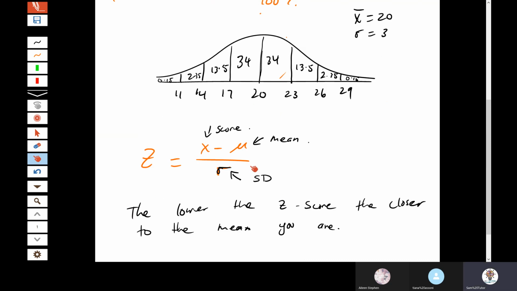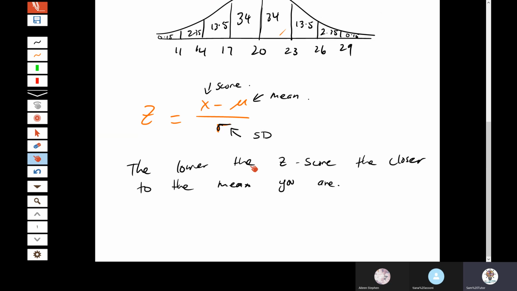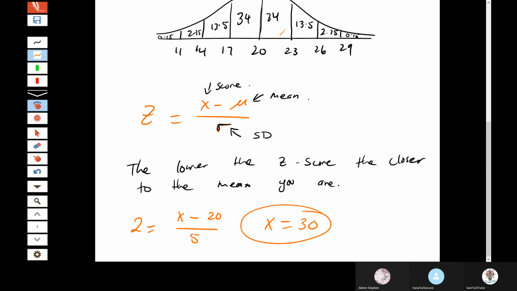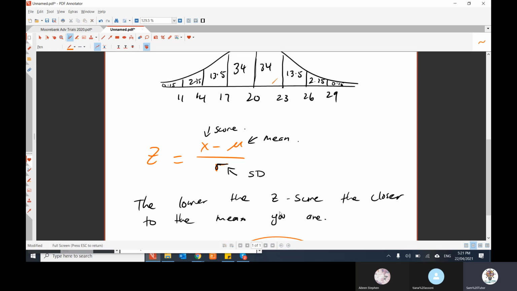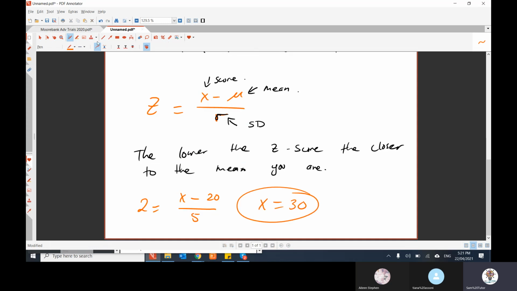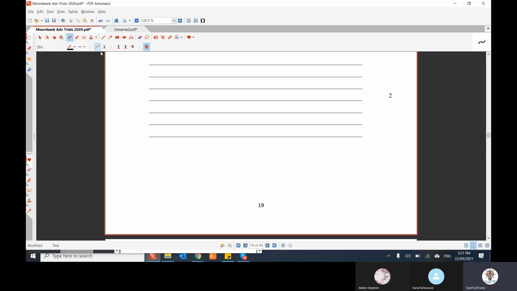All good. And then the math, the algebra, no one has a problem with. If I gave you z is 2, and if I said x is unknown, I gave you the average is 20, and I said standard deviation is 5, I'm sure we all can do 2 times 5, which is 10, plus 20, and find my score becoming 30. Do you know what I'm saying? That's just simple algebra, or simple equation work. So, without overcomplicating this, let's have a look at questions now.